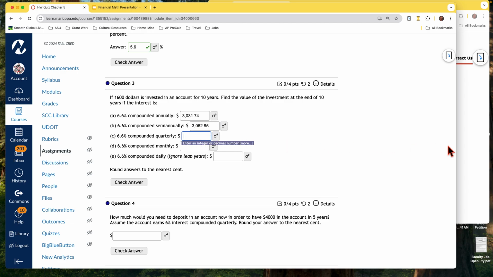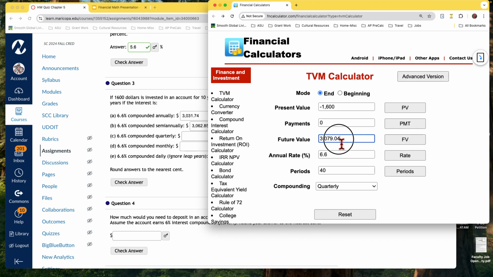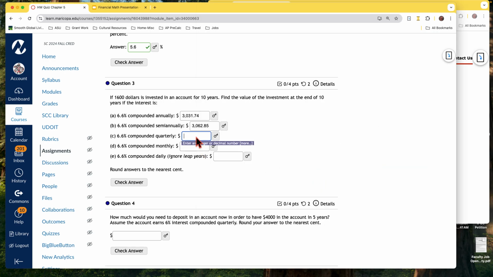Compounded quarterly. Again, we just choose quarterly here, but how often is quarterly? There's 4 quarters in a dollar, 4 quarters in a year, so it's 4 times a year. So it's still 10 years, but it's going to happen 40 times. 40 times we get paid our interest. Okay, so we're going to pay the interest more often. Nothing else changes. We just click on future value. Watch, this will become larger again. 3,079. Not as big. It's about another $15 or so, but it did go up. Okay, copy. So the more often we compound, the better it is.